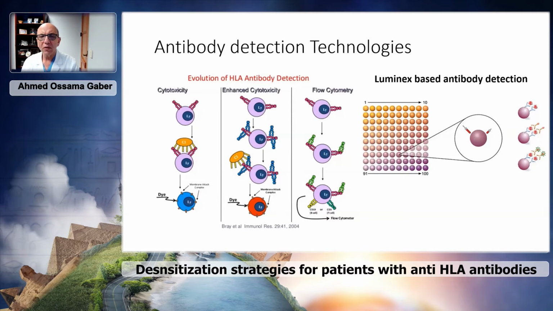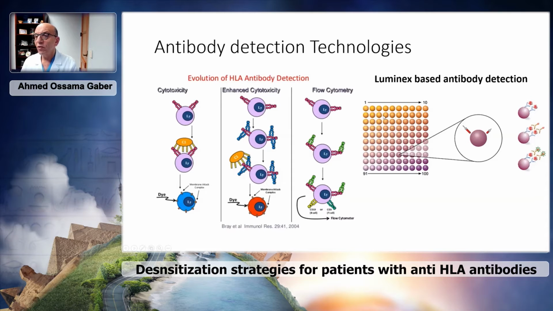As you move from cytotoxicity to enhanced cytotoxicity to flow cytometry, you're detecting smaller and smaller amounts of antibodies. But as you move from flow cytometry to cytotoxicity, you're detecting more and more important antibodies that can cause clinical outcomes such as rejection. So we've learned to titrate our decision of whether or not to do a transplant based on the flow cytometry, based on the amount of antibody that is present.